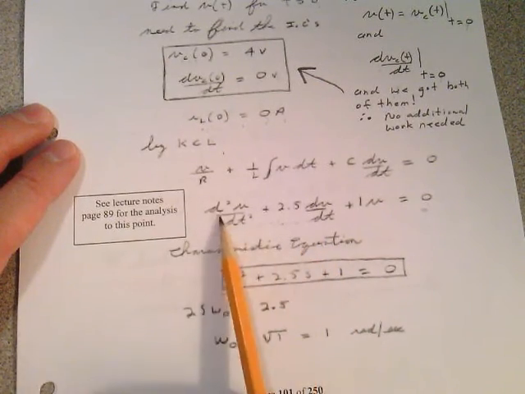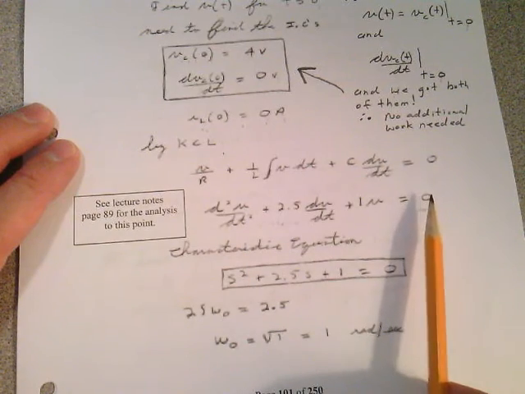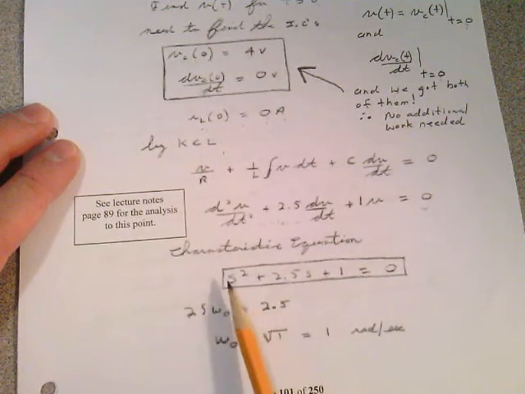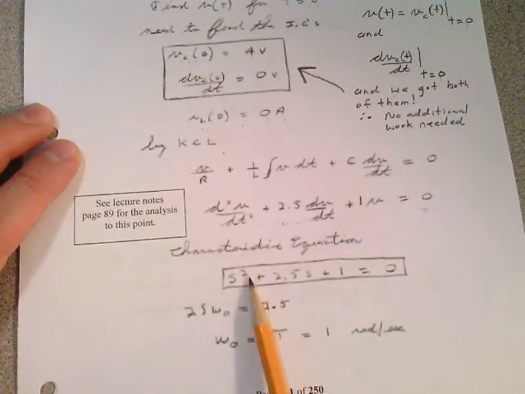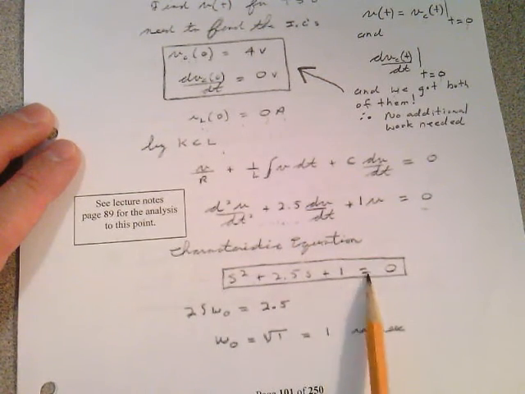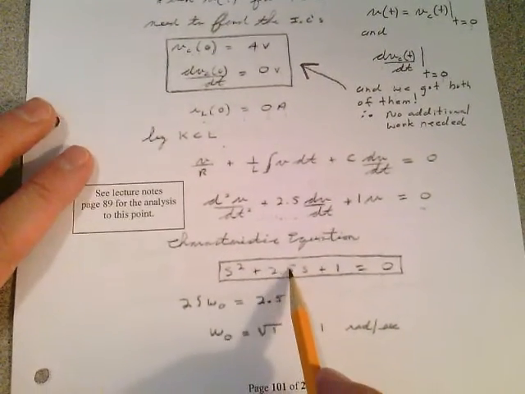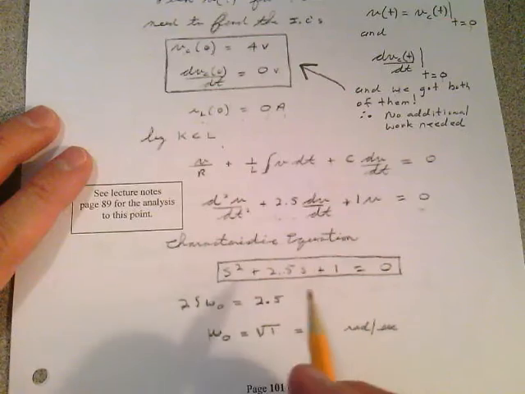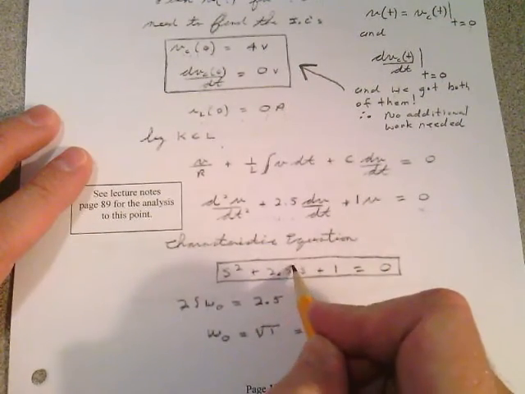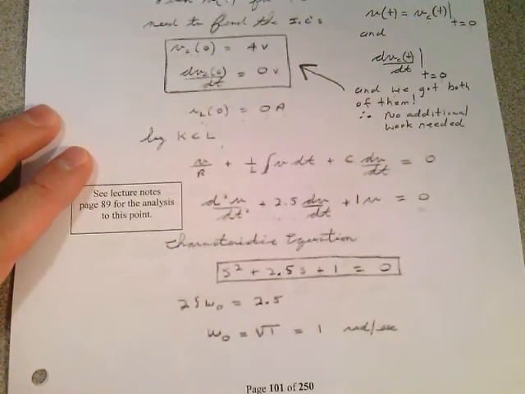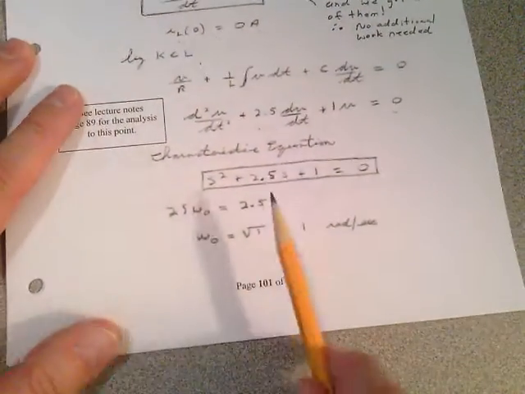There it is. Can everybody look at that time domain equation and get into this complex frequency domain, with this s parameter? s squared plus 2.5s plus 1 equals 0. Now, once you have the characteristic equation, you need to find omega 0 and zeta. Well, the first thing you really have to find is omega 0, so you can find zeta. So here's how you're going to do that.